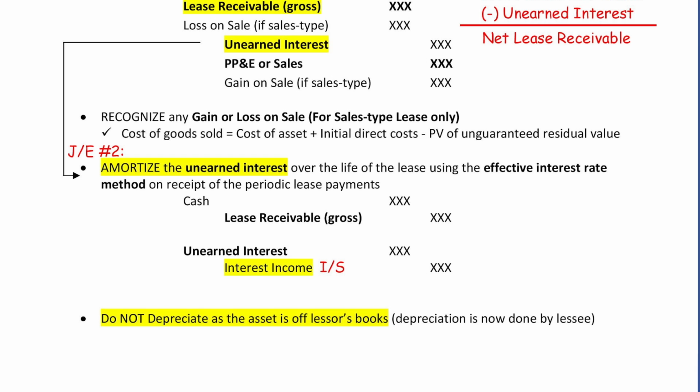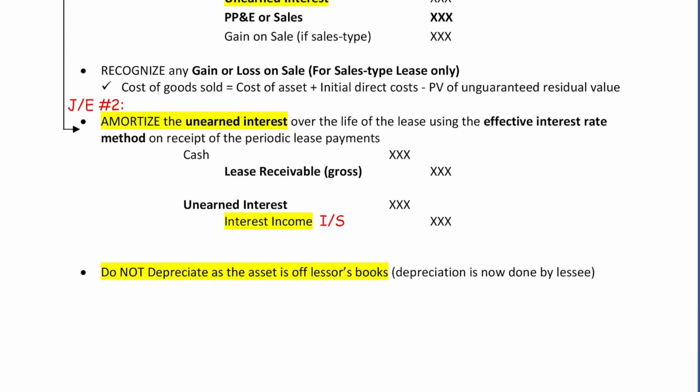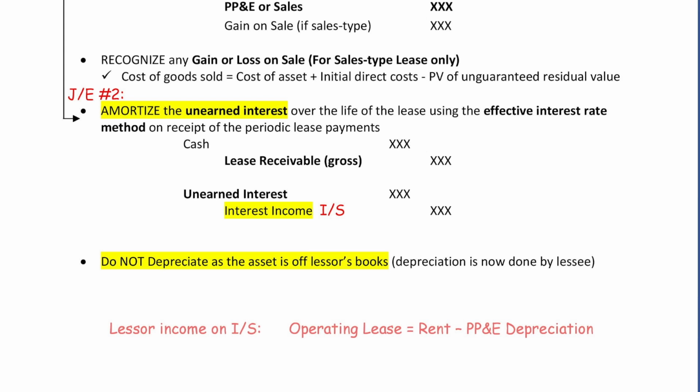Now the lessee depreciates because this one is a capital lease. Though the lessor owns the PP&E in form, in substance the lessee owns it. Make a little note at the bottom of the page, write lessor income on income statement. Operating lease, the lessor has rent less any PP&E depreciation. In a capital lease, the lessor has interest income.